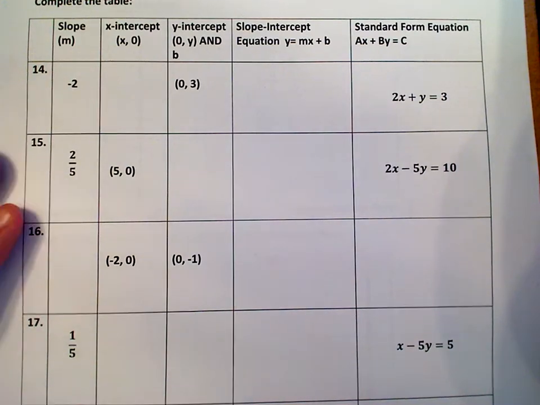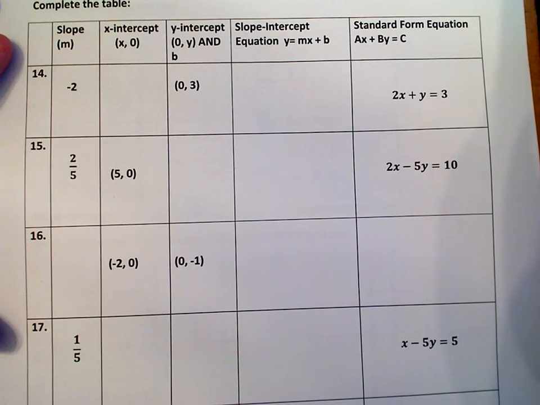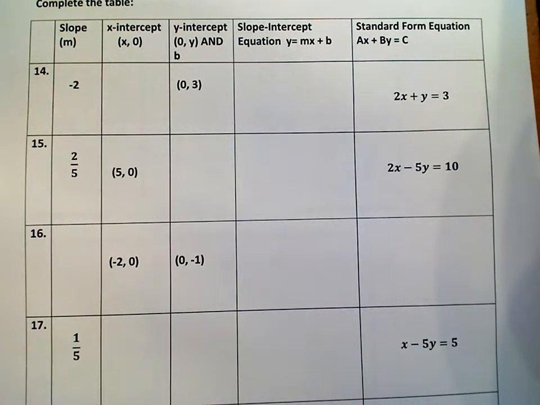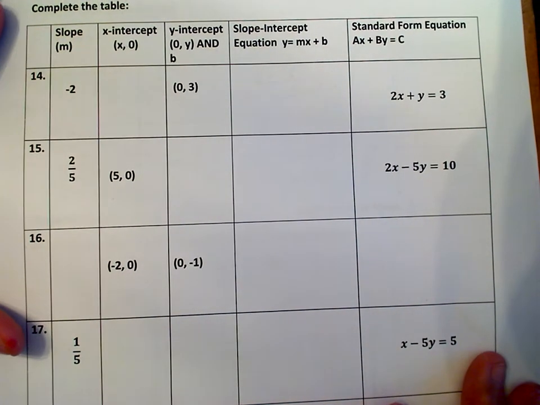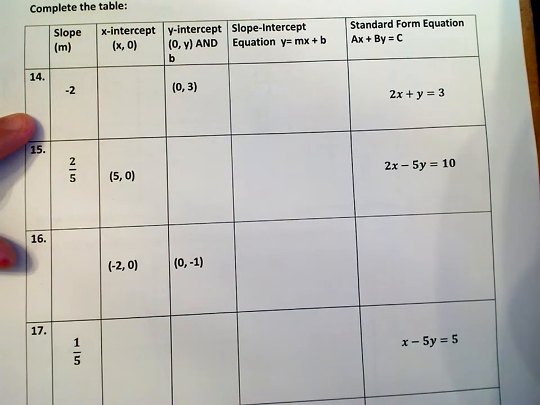Okay, so this table on the back should look very similar to the table that you took your quiz over, that we went over in class yesterday. So I'll go back through the steps on how to find the missing parts. All right, so for number 14, let's look and see what they've given us.